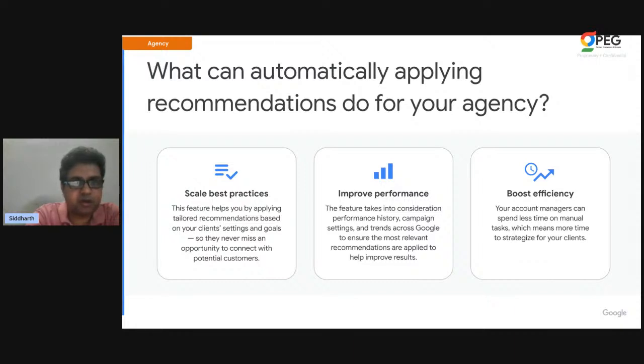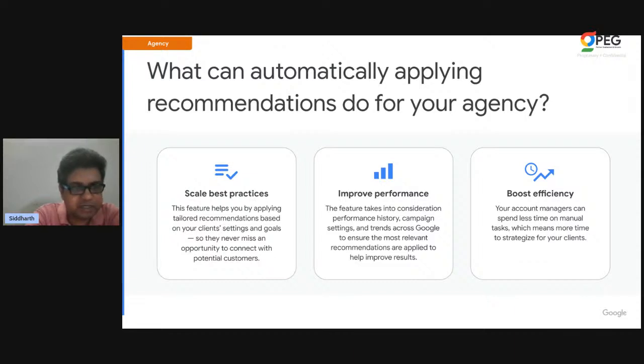Now, what can automatically applying recommendations actually do for your agency? Well, first of all, as an agency, we do understand that you will be managing a number of accounts, right? There will be a lot of big accounts, there will be a lot of small accounts that you have to manage, and in total, there will be a good number of accounts. So, as an agency, how do you prioritize or make sure that you are able to use Google's marketing technologies in order to improve your overall performance and gain the best return on ad spend from your recommendations?